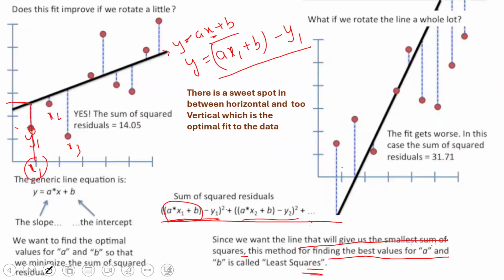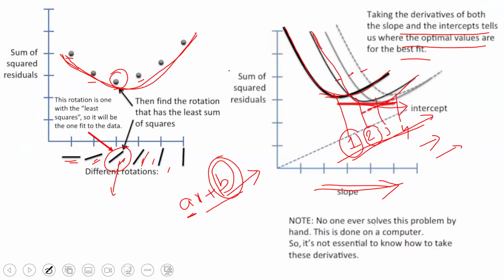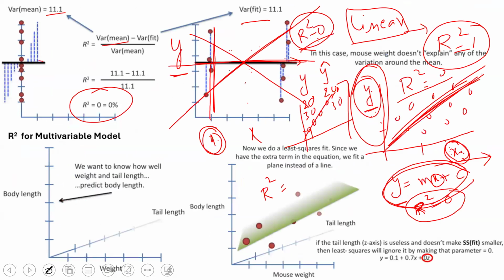But the least squares method has the problem that you need to find a sweet spot between the horizontal line, which is the mean, and the vertical line. There will be one sweet spot that fits the data exactly. And then you have seen R square for multivariable models. When you have multivariable models, you have to fit a plane to the data points. When there are two dimensions, you have to fit a line. When there are n dimensions, you have to fit a hyperplane.